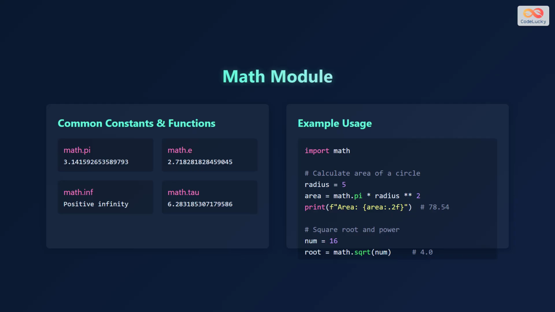Let's look at an example of how to use these. First, you import the math module. To calculate the area of a circle, you can use math.pi multiplied by the radius squared. To find the square root of a number, you can use the math.sqrt function, and to calculate the power of a number, you can use the math.pow function.